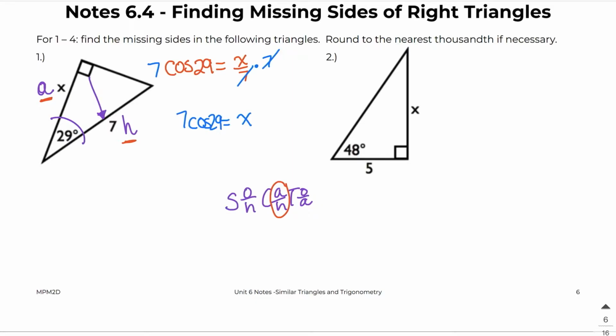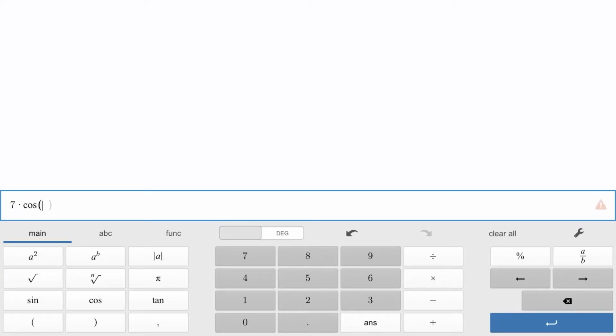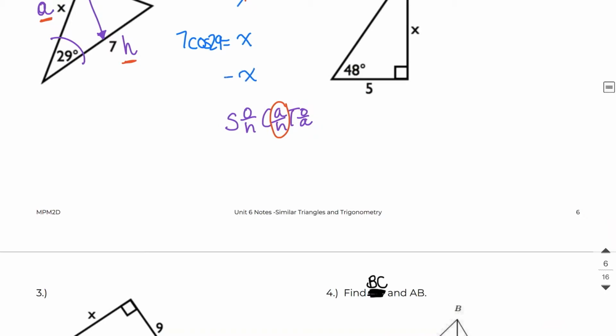Once I do that, I can go to my calculator. I'm not going to go to my calculator at any other point in time until I get this piece done right here, until I get the x completely isolated. Now that I've done that, I can go straight to my calculator and type in 7 cosine of 29. And then it says to round to the nearest thousandth. So let's go ahead and do that. So I'm going to type in 7 times the cosine of 29 degrees. Make sure you are in degree mode and not radian mode. And we get 6.122.